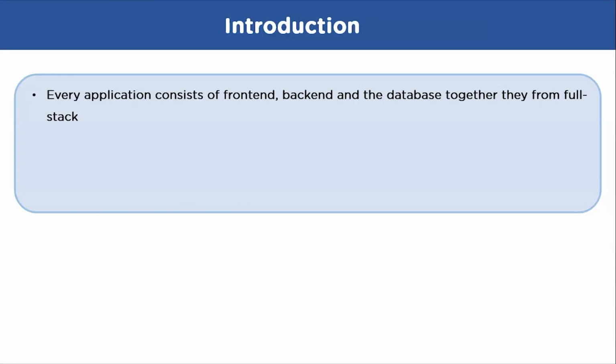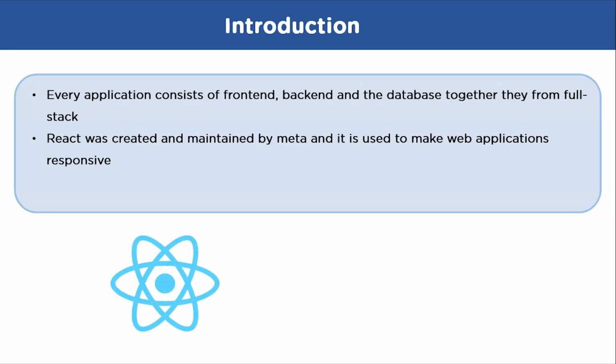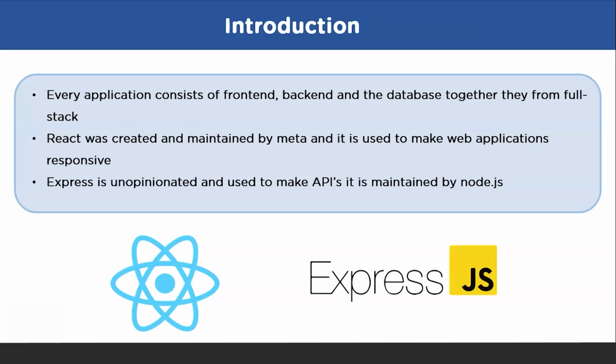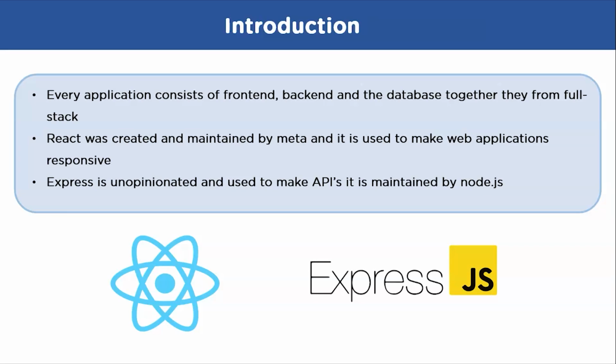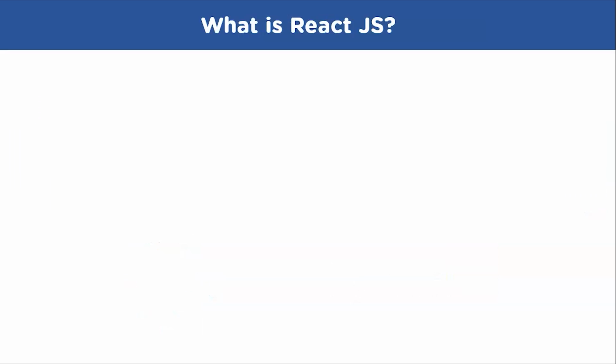Every application consists of front-end, back-end, and the database together. They form full stack. And in this video, we will be talking about React and Express.js. React was created by Meta and it is used to make web applications responsive. Express.js is unopinionated and it is used to make APIs. Express is maintained by Node.js. Let's see what is React.js.